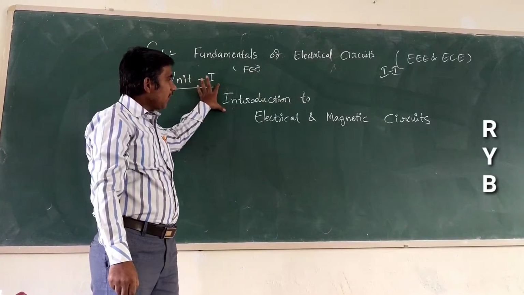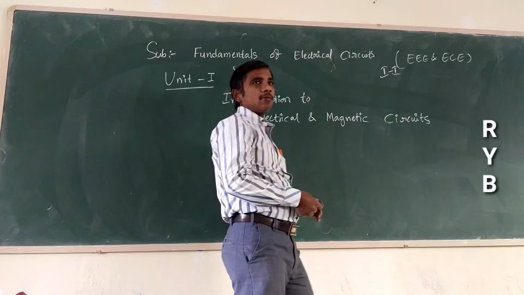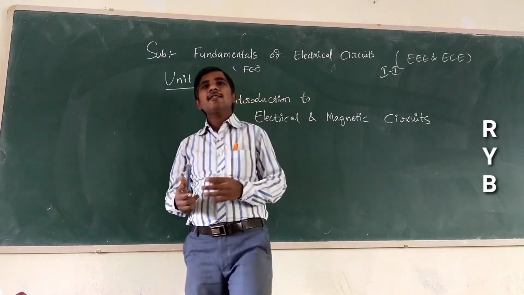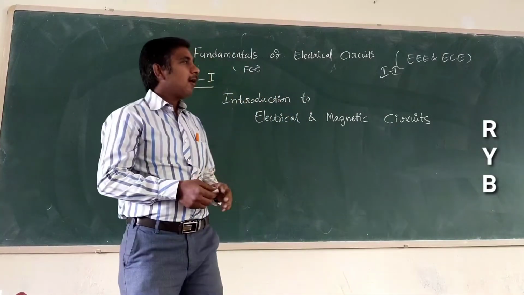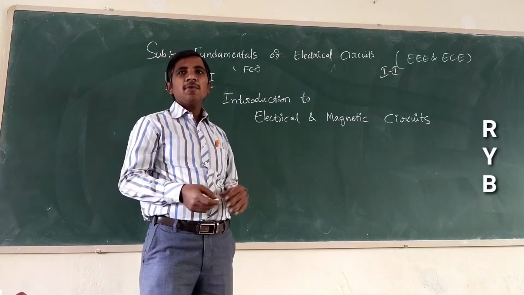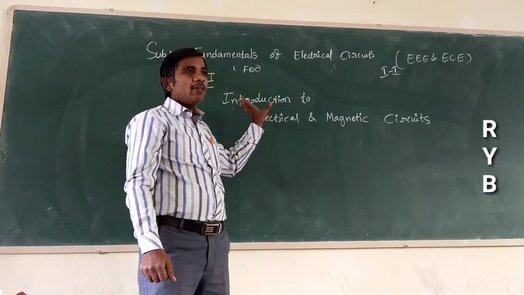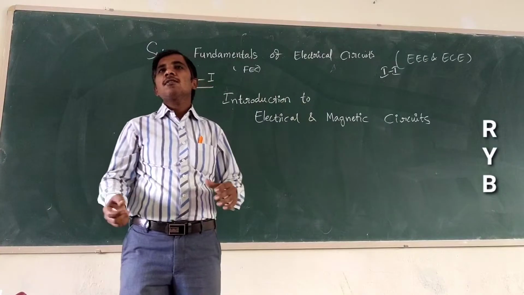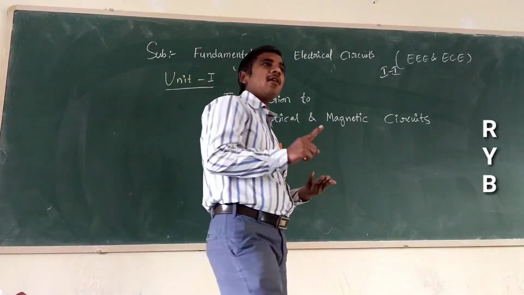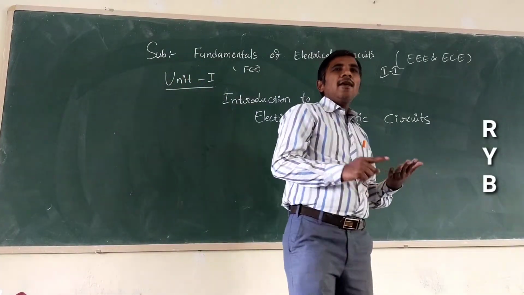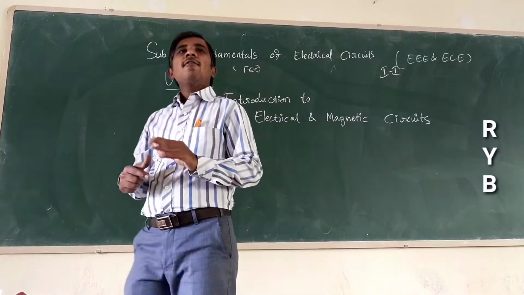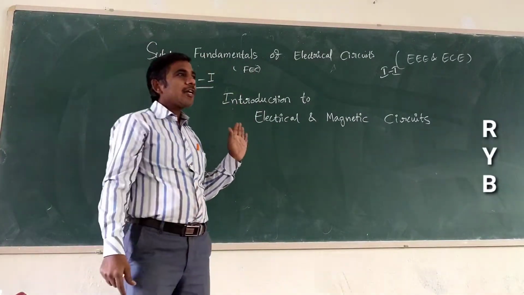Unit 1 is the Introduction to Electrical and Magnetic Circuits. Electric circuit and magnetic circuit, the comparison, and what the basic concepts will be. Why is this subject important for EC and EEE students? Because you are studying electrical engineering subjects and electronics engineering subjects. Electrical circuit is the basic thing to study engineering.